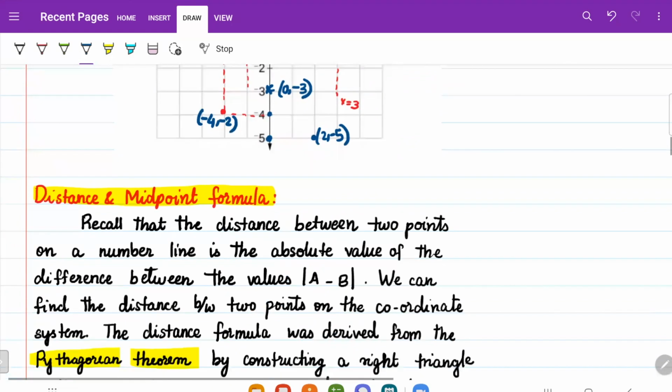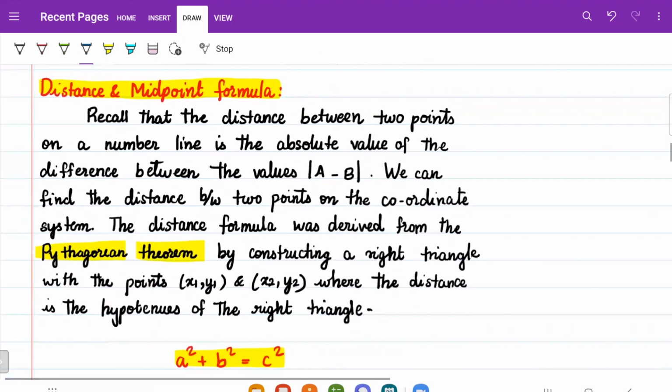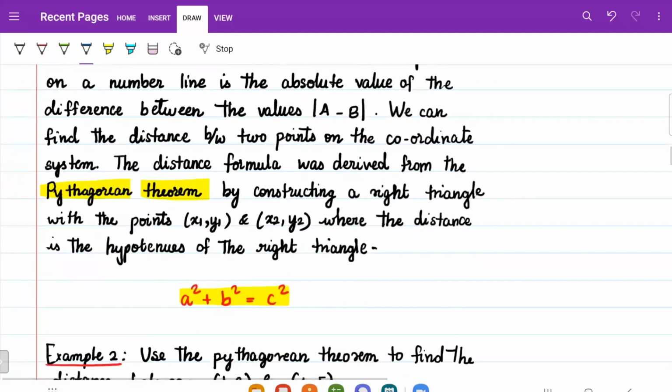Okay, let us move on. Now we will go over the distance and midpoint formulas. Recall that the distance between 2 points on a number line is the absolute value of the difference between the values, |a - b|. We can find the distance between 2 points on the coordinate system. The distance formula was derived from the Pythagorean theorem by constructing a right-angled triangle with the points (x1, y1) and (x2, y2), where the distance is the hypotenuse of the right-angled triangle.